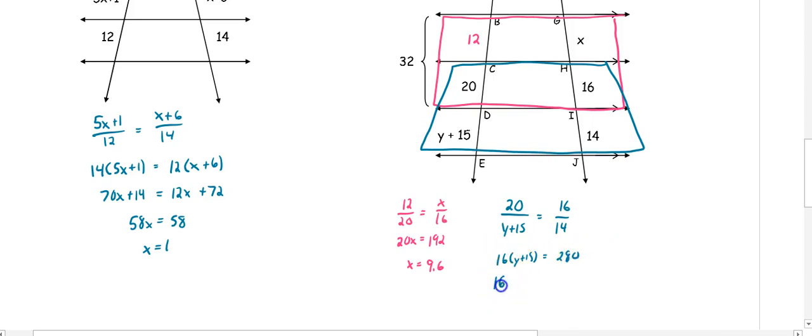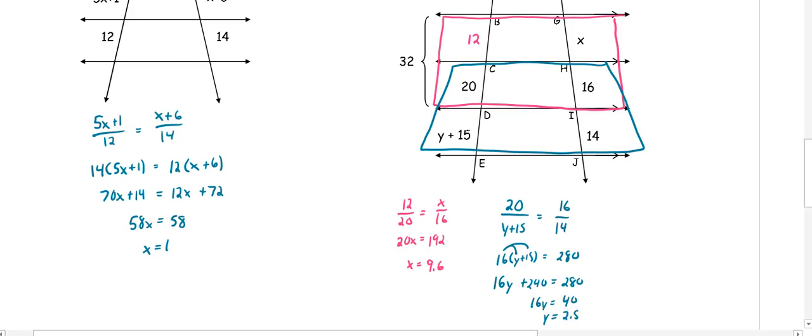We can distribute the 16 to both things in the parentheses, so 16y plus 240 is equal to 280. We can subtract 240 from both sides, so 16y equals 40. So y is 2.5.